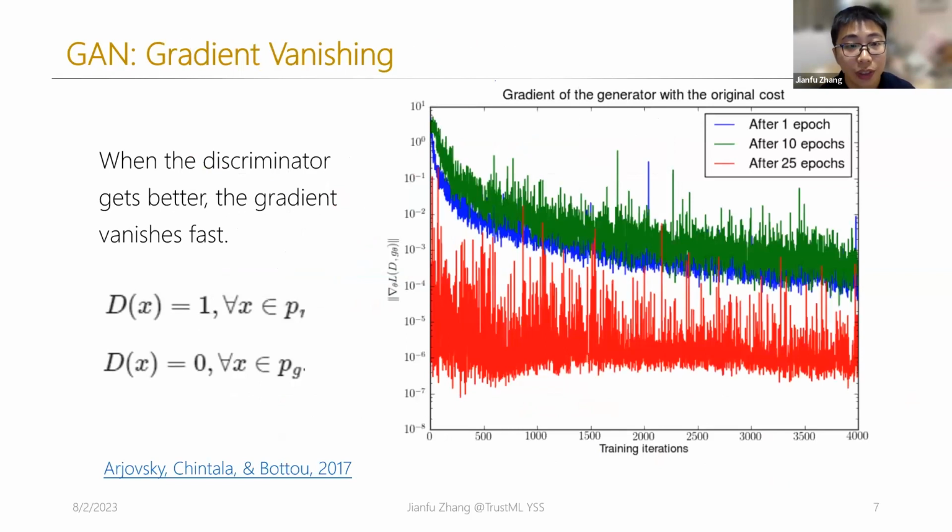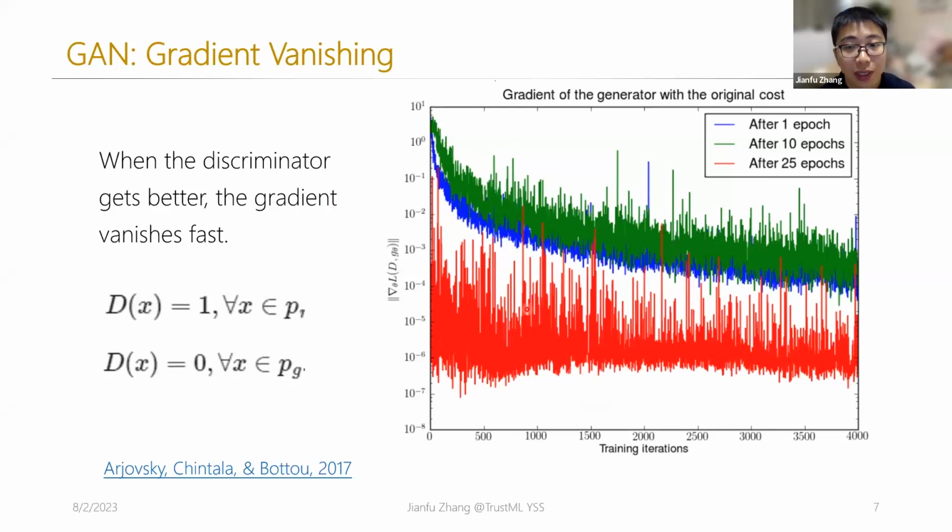Another critical challenge encountered in training GAN is gradient vanishing. When the discriminator achieves perfect discrimination, assigning a value of 1 to all real samples and 0 to all generated samples, the loss function L approaches 0, resulting in no gradient updates during learning iterations.